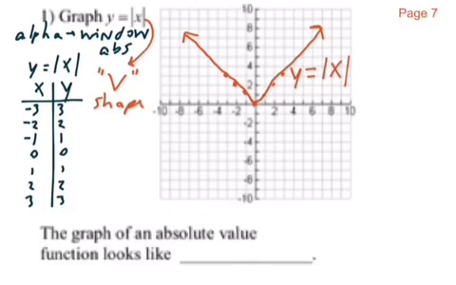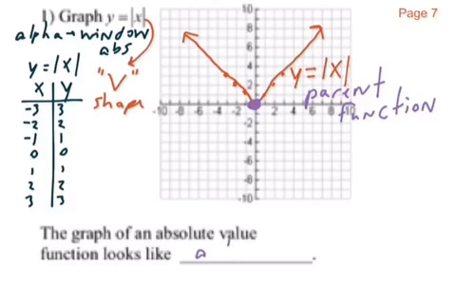Now y equals the absolute value of x. This is called the parent function. The parent function will always have its vertex at 0, 0, which you will always be comparing the shift to. On the bottom it says the graph of the absolute value function looks like a V. It could be an upside down V if it's a reflection, but all absolute value graphs will be in the shape of a V. Look at question number 3, which is below this.